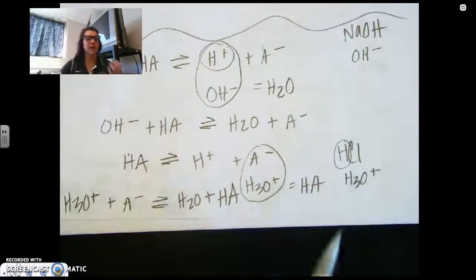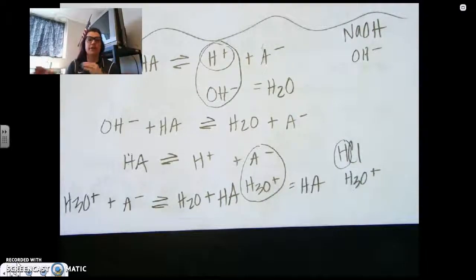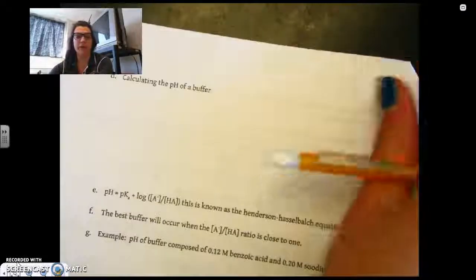Okay, so that's sort of how a buffer works. It has two pieces: the conjugate base and the weak acid, or the conjugate acid and the weak base, and then it reacts with the protons and the hydroxides to avoid a pH change. Okay, so let's do an example. We're going to calculate the pH of a buffer.